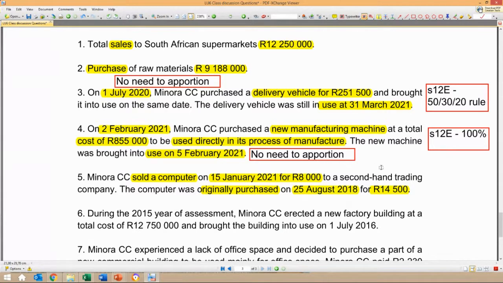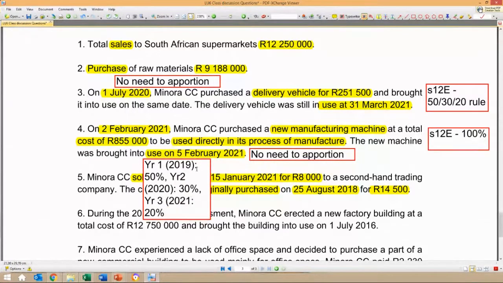okay, if we look at the years, how many years did we have? So year one would have been in 2019, so it would have been from the 25th of August up to the 31st of March 2019, we would have had 50%. Then in year two, which would be 2020 year, we would have applied 30%. And then in year three, we would have applied the 20%, and that would have been in the 2021 year.